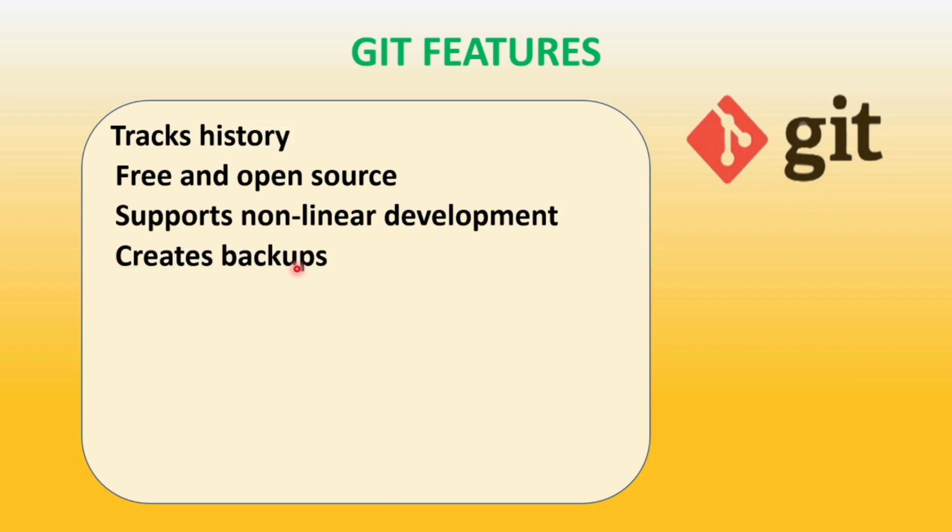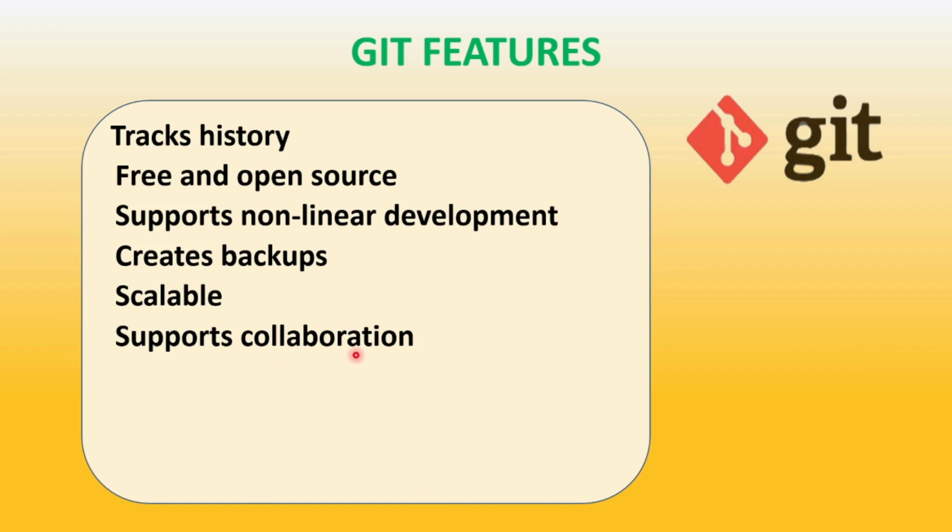It creates backups. A backup copy is always there with you, so you can always keep a backup. It is scalable. It supports collaboration. Different companies and different organizations can work together, or different branches of the same company can also work together without any issues because of Git.